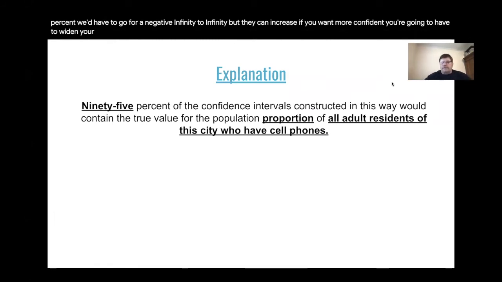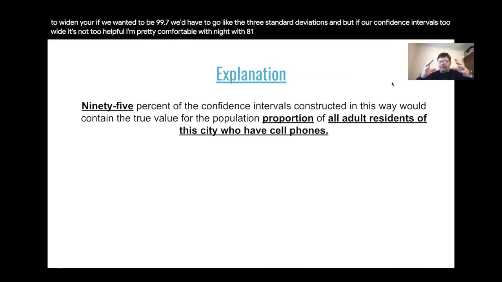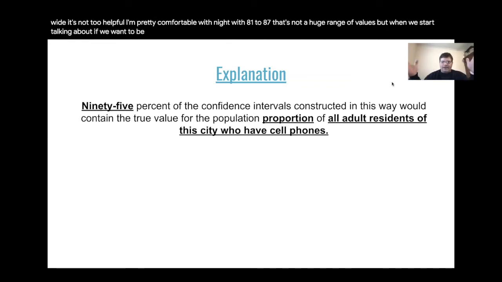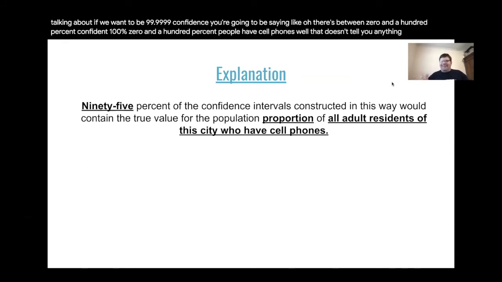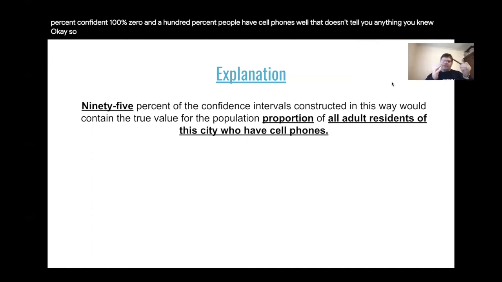So if we wanted to be 99.7, we'd have to go like the 3 standard deviations. But if our confidence interval is too wide, it's not too helpful. I'm pretty comfortable with 81 to 87. That's not a huge range of values. But if we want to be 99.9999 confident, you're going to be saying there's between 0 and 100% of people who have cell phones. Well, that doesn't tell you anything. So if you want more confidence, you're going to have a wider range. If you have a narrower range, you'll have less confidence, which makes sense.